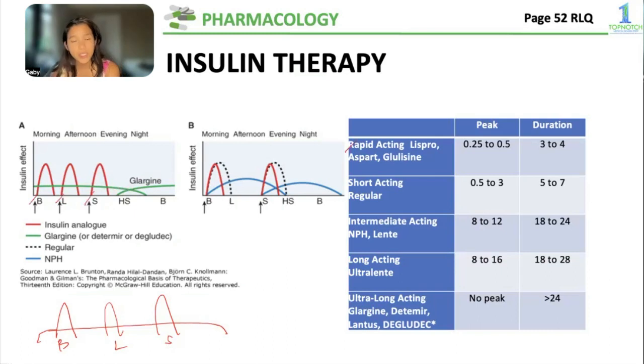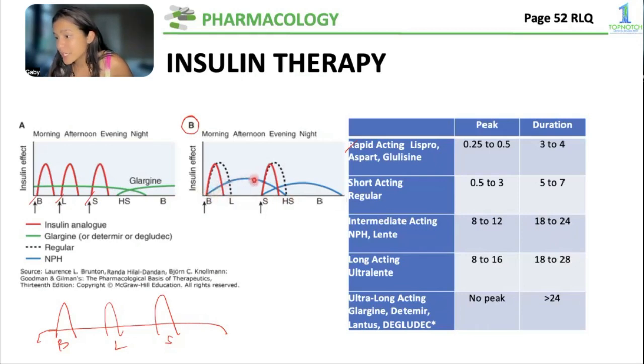Alternatively, kasi medyo mahal yung degludec, etc., sometimes this second regimen is used. So what is the second regimen? Essentially, yung basal bolus mo, instead of using an ultra-long-acting one, you can use NPH, which is an intermediate-acting insulin. So versus the first regimen, where instead of giving the ultra-long-acting the night before, we can instead give your NPH insulin. Okay, so your NPH insulin does have a peak at about 8 to 12 hours, pero the duration is also still quite long at 18 to 24 hours.